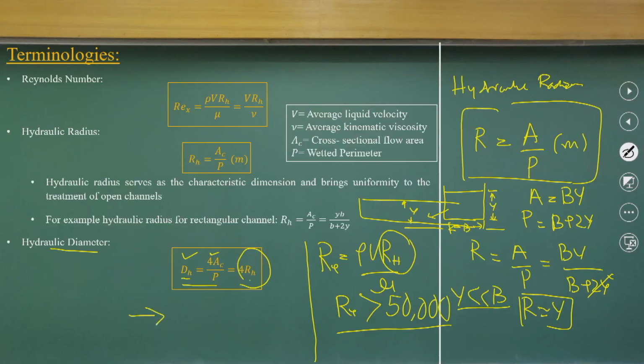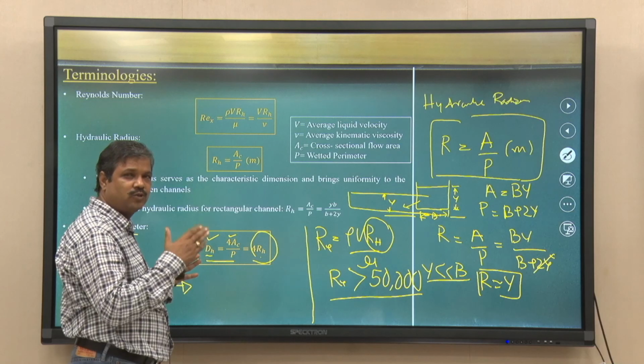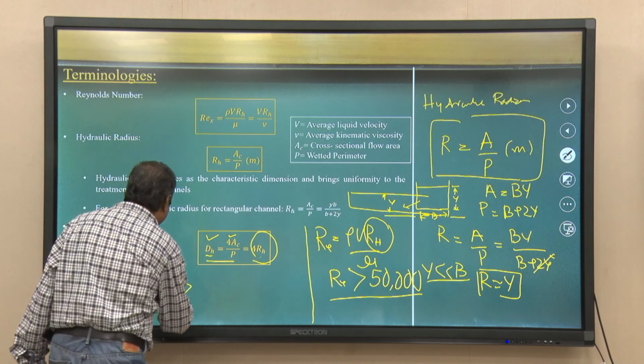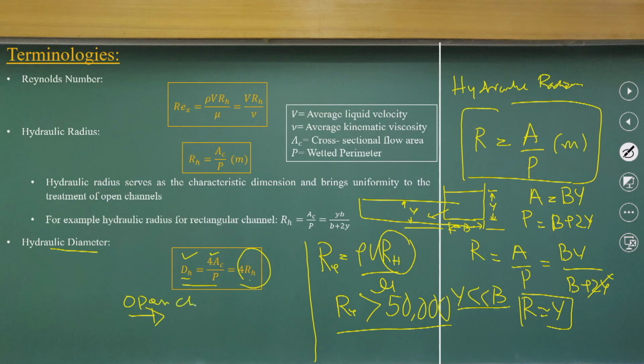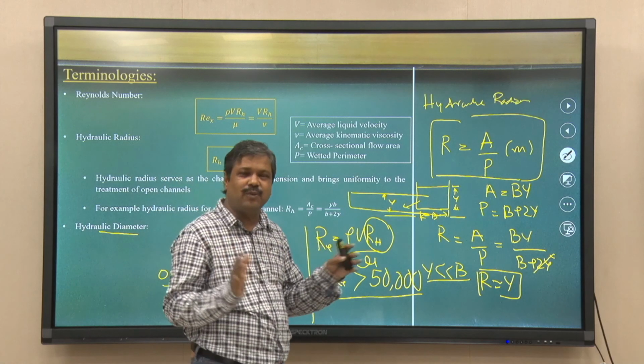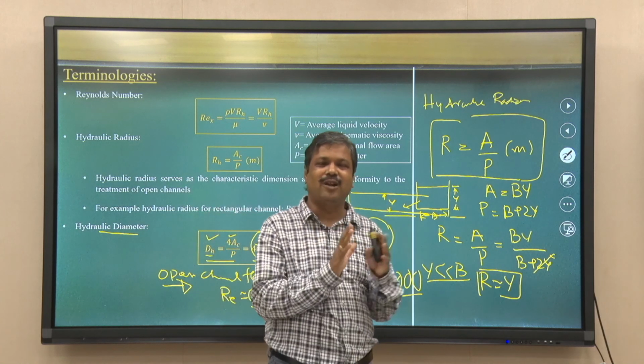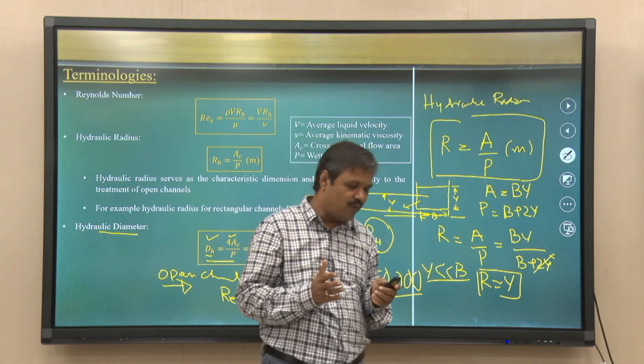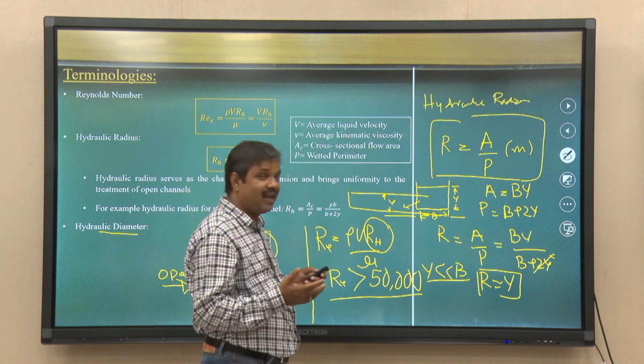So, in a pipe flow you know that the critical Reynolds number to define the turbulent flow is 2000, but for open channel flow we have the critical Reynolds number of just 500, because the factor of 4 is there to make it equivalent. So, we introduce a new concept of hydraulic radius and hydraulic diameter to make the pipe flow and the open channel flow similar.